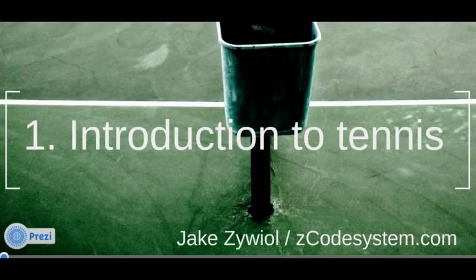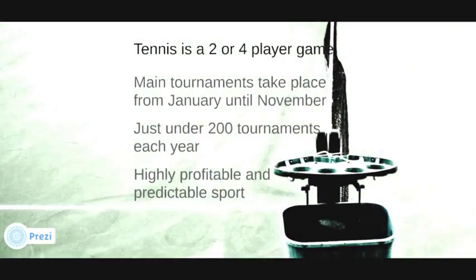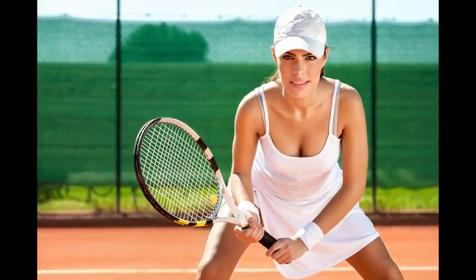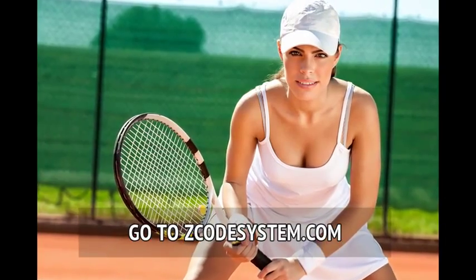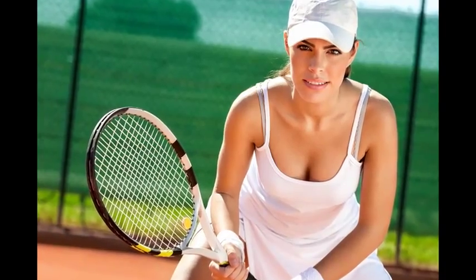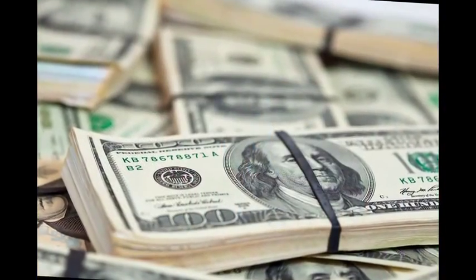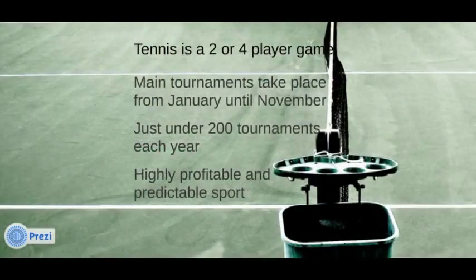Let's find out how. Now, tennis is a 2 or 4 player game played on 3 different surfaces: clay, grass and hard. Main tournaments take place from January, when the season begins in Australia and New Zealand, until November, when it ends on the Barclays Finals in London. Throughout the season, there's just under 200 tournaments each year across the ATP Professional Male Circuit, WTA Professional Female Circuit, as well as Challengers and ITF tournaments. Overall, tennis is a highly profitable sport, provided you have the knowledge as well as the analysis about the players.